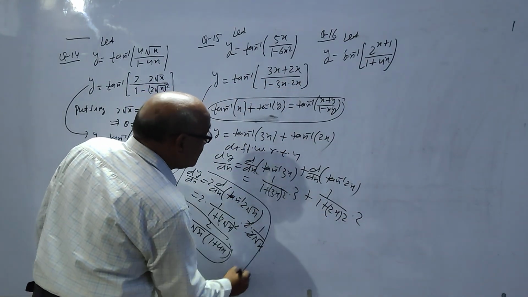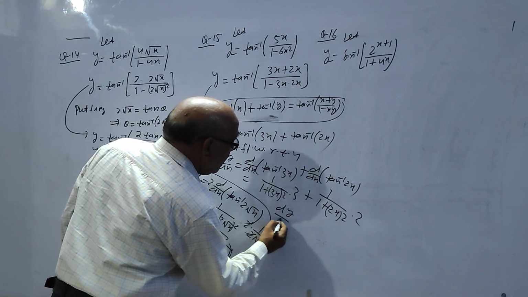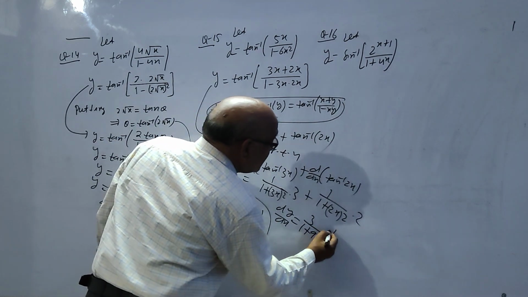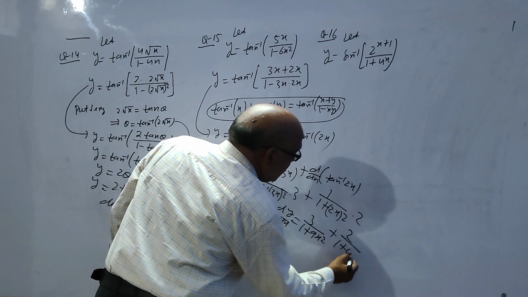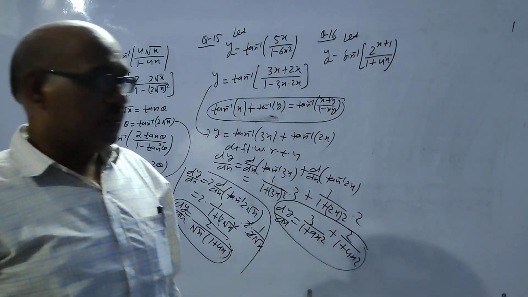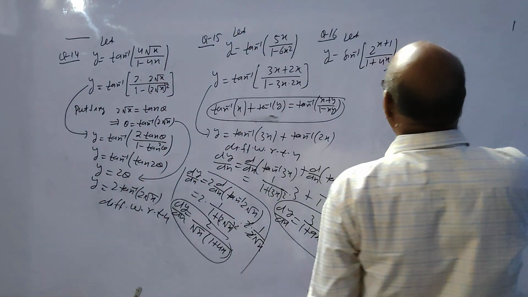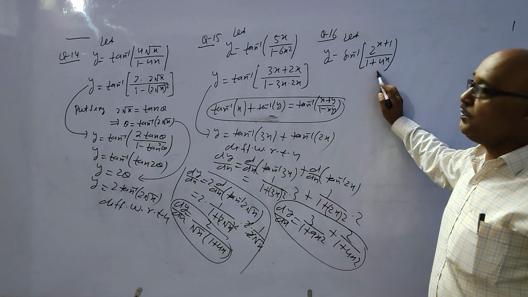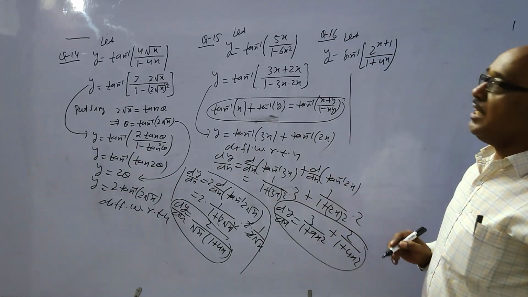So we can say, finally, dy over dx is 3 upon 1 plus 9x square, 2 upon 1 plus 4x square, and this is the required result. Now see, this is what? y is equal to sine inverse of 2 to the power x plus 1 upon 1 plus 4 to the power x. What should we substitute here?